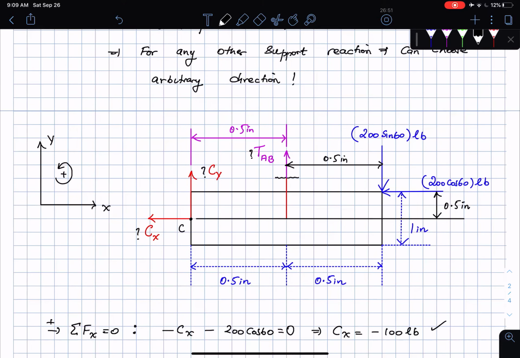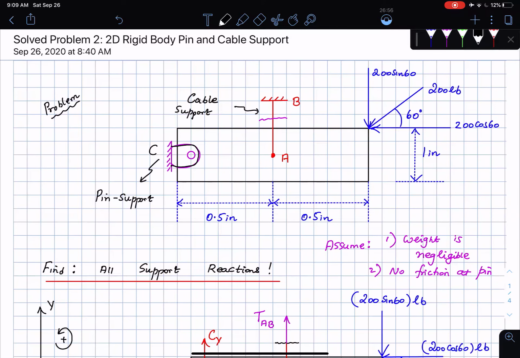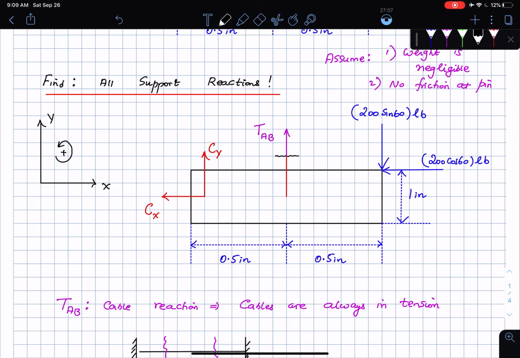Okay, very quick recap. Here is the problem. I have a pin support, I have a cable support, I have some force applied. Find the support reactions. Cables are always in tension. Always remember, cables in statics are always in tension, which means that when I draw the reaction support free body diagram, the cable tension always has to point away from the cut. Okay, so this points away from the cut. Notice that this cable tension points away from the cut. That's one way of remembering the proper direction for tension.